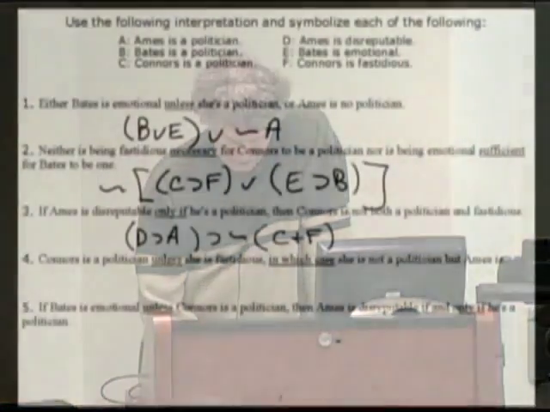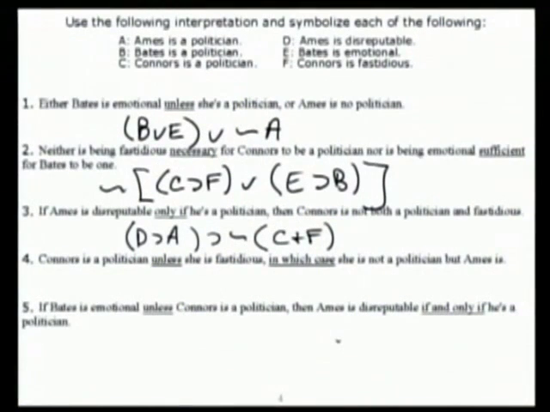Any questions about 3? We've got Ames is disreputable only if he's a politician. If that's the case, then it's not the case that Connors is both a politician and fastidious. Only ifs go in the consequence side, on the right side of the horseshoe. All right, any questions about that? All right, Nathan, you want to try number 4 this time?